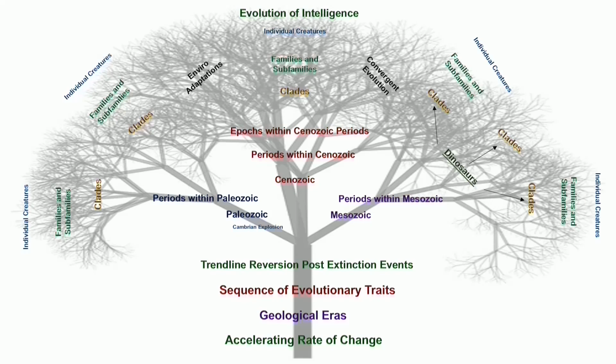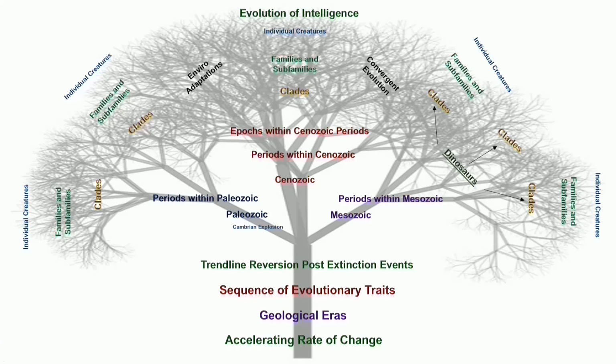But things like the ability to breathe air, a vertebral column, the ability to fly, the ability to survive in freezing temperatures. These are all traits that did not exist in the beginning, but evolved over time. Sentience also evolved over time, human intelligence, and we'll talk about that. The sequence of evolutionary traits falls into a very elegant predictability under the accelerating rate of change.